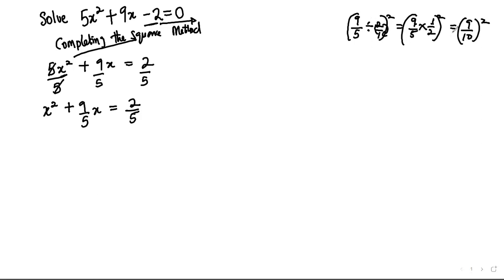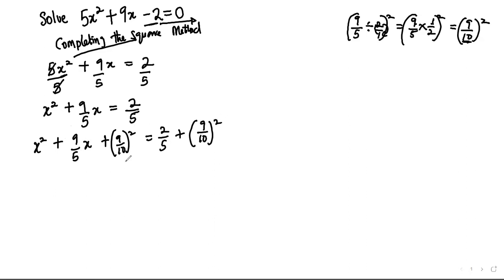Now, once we do this, we are going to add this result to both sides of the equation. So we come here, we have x squared plus 9 over 5x, then we add that guy, which is 9 over 10 all squared, equal to 2 over 5 plus 9 over 10 all squared. And now remember, whatever you do in the left hand side, if you do the same in the right hand side, the equation still remains authentic.